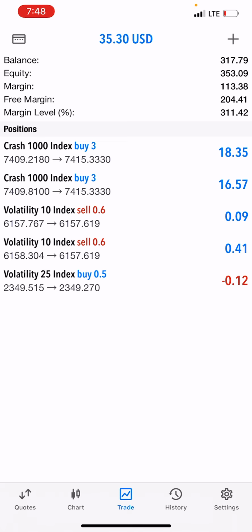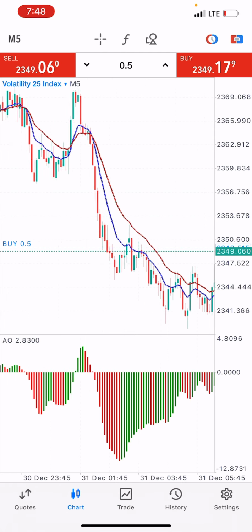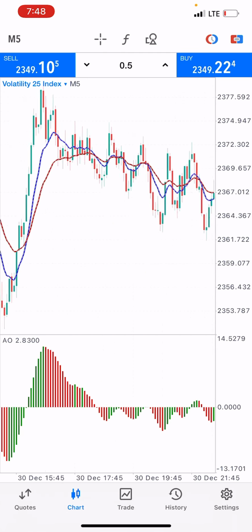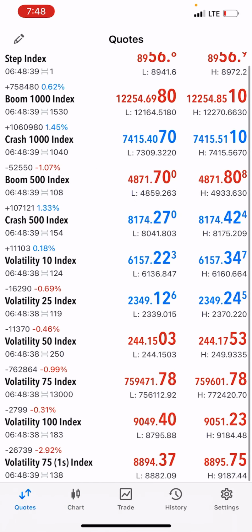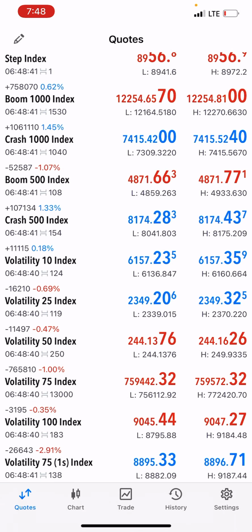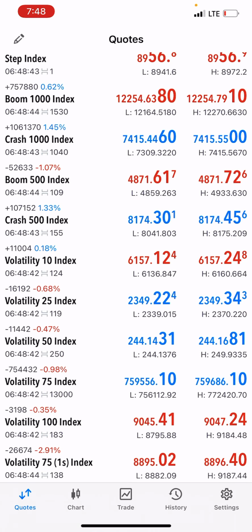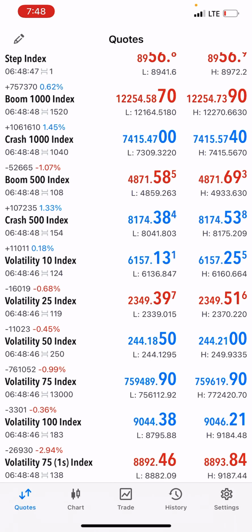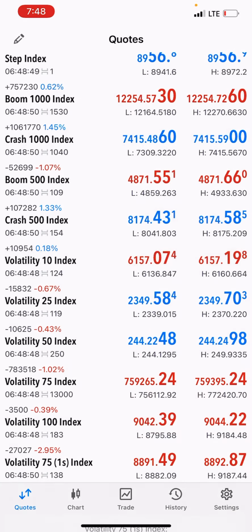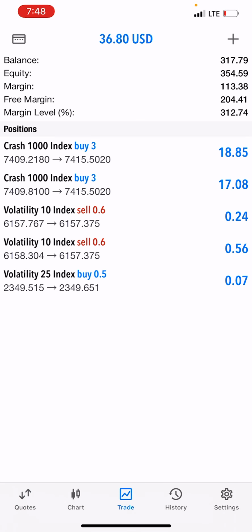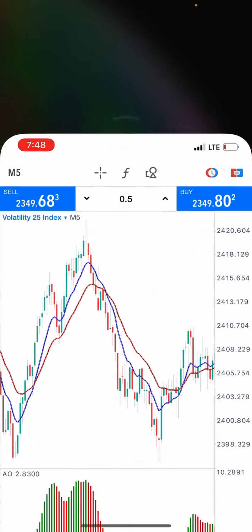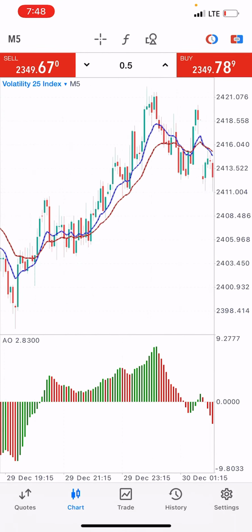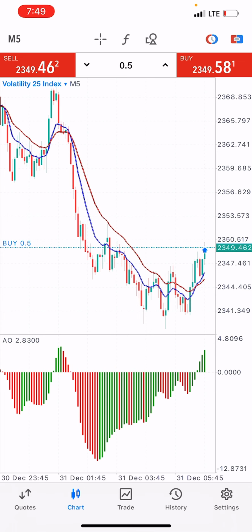Before then, let me show you how you can set your indicators for the strategy. It's a very powerful strategy, guys. It works for Volatility 10 Index, Volatility 25 Index, Volatility 50 Index, 75 Index, and also 75 1s Index. So this is a very good strategy, guys. It will help you make money for yourself. Okay, let's move over to how you set your indicators for this strategy.